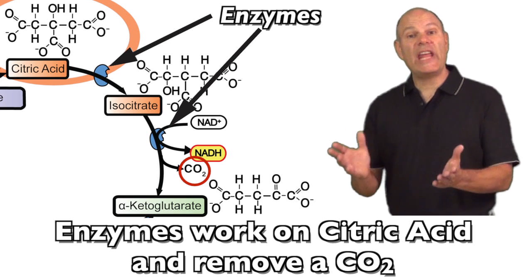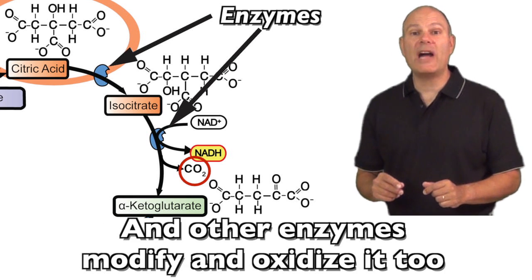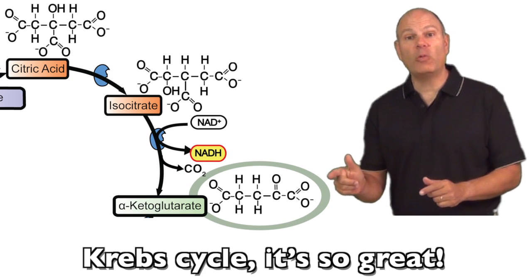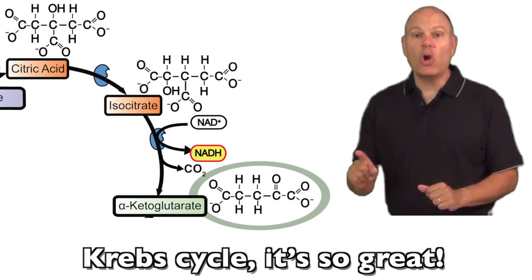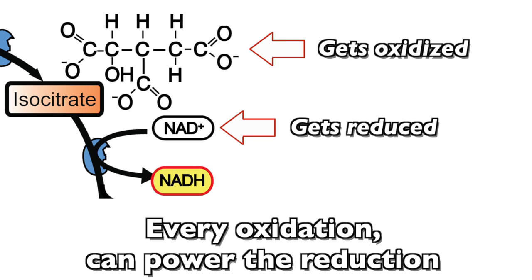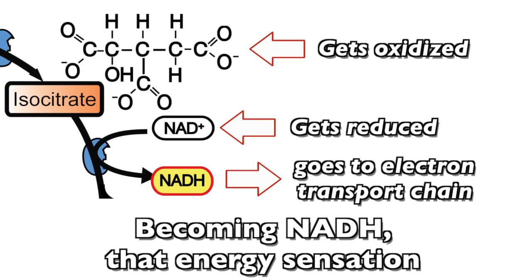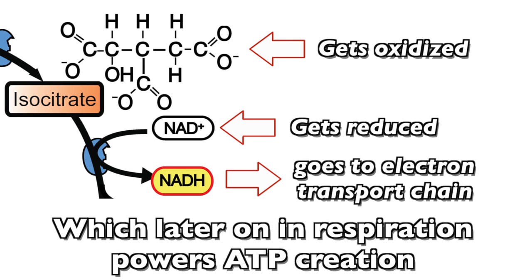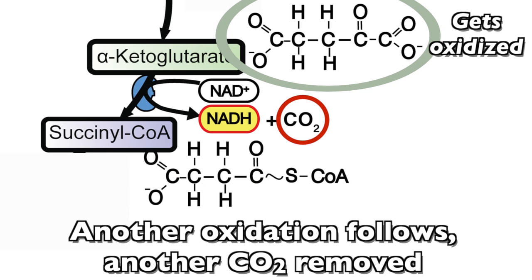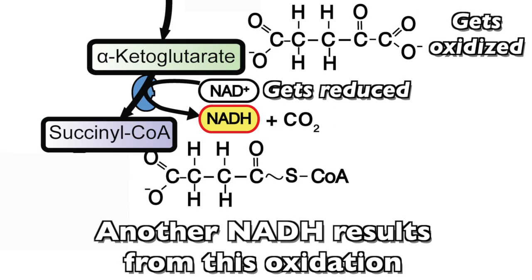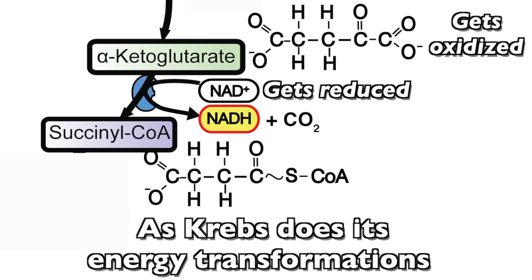Enzymes work on citric acid and remove the CO2, and other enzymes modify and oxidize it too. The 5-carbon result is alpha-ketoglutarate. Krebs cycle, it's so great. Every oxidation can power the reduction of NAD+, which gains electron-carrying function and becomes an NADH, that energy sensation, which later on in respiration powers ATP creation. Another oxidation follows, another CO2 removed, leaving us with a 4-carbon molecule. Another NADH results from this oxidation as Krebs does its energy transformations.